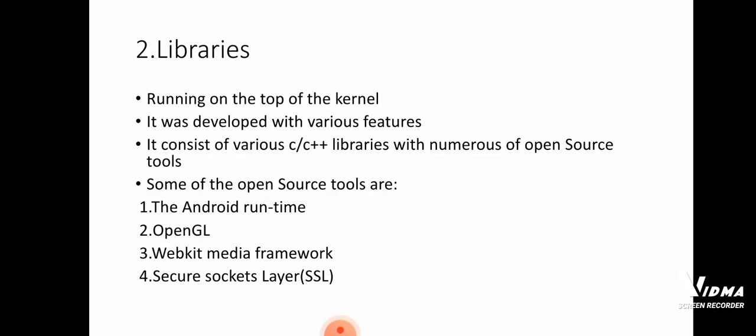Second one, libraries. Running on top of the kernel, it was developed with various features. It consists of various C or C++ libraries with numerous open source tools. Some of the open source tools are Android Runtime, OpenGL, WebKit, Media Framework, Secure Sockets Layer or SSL.